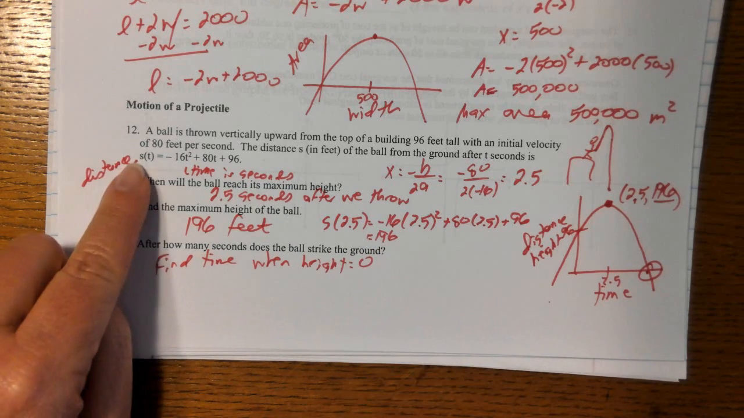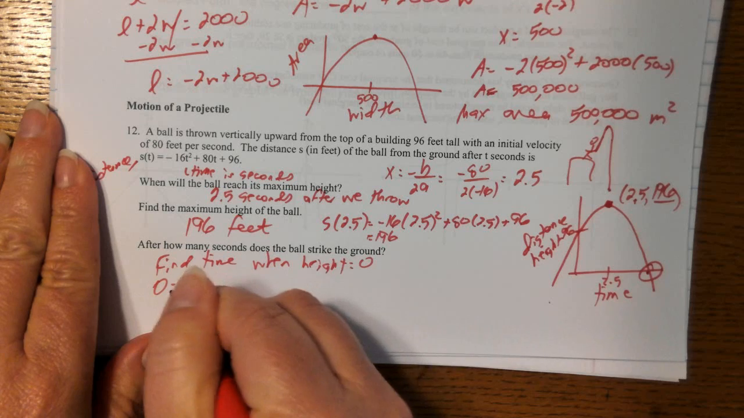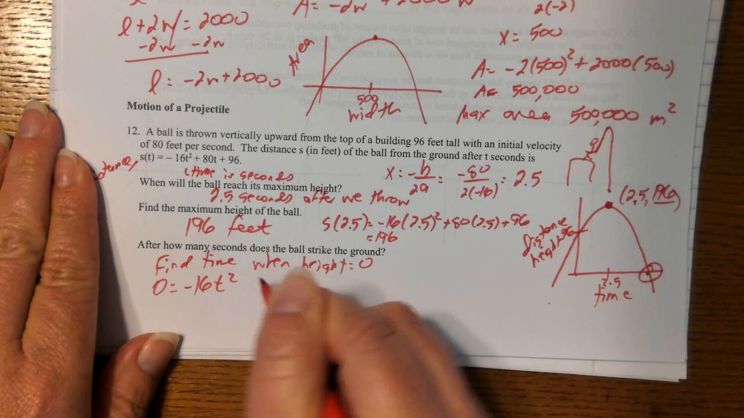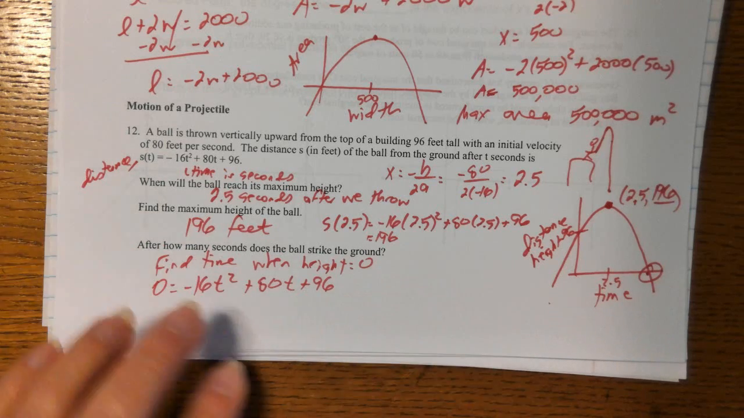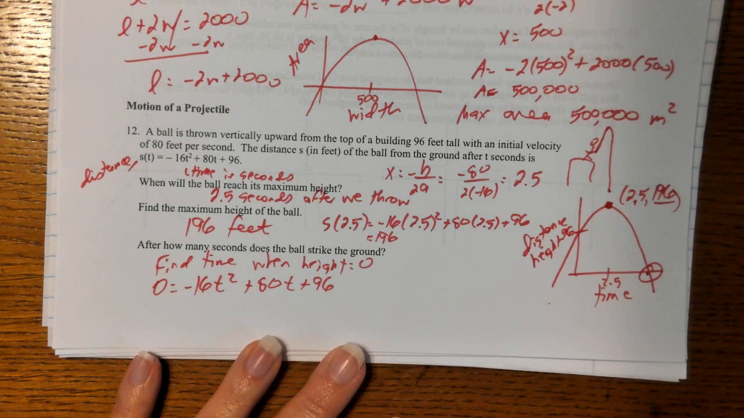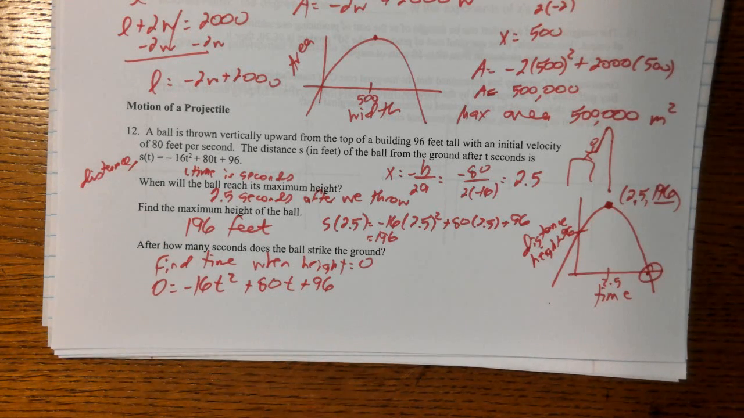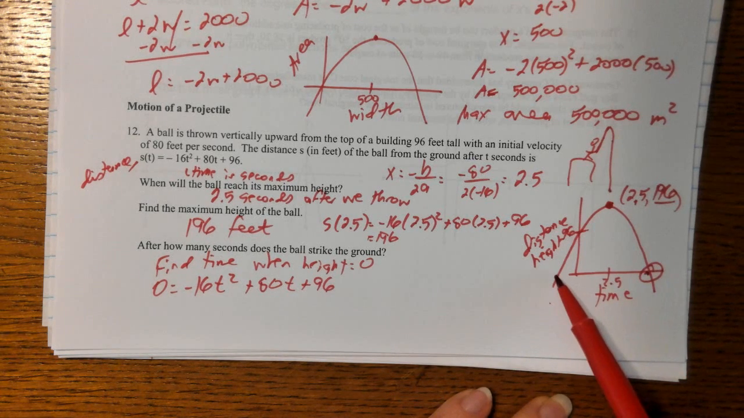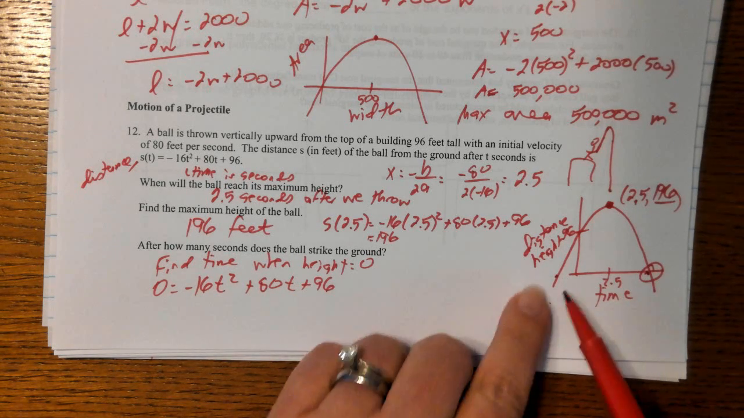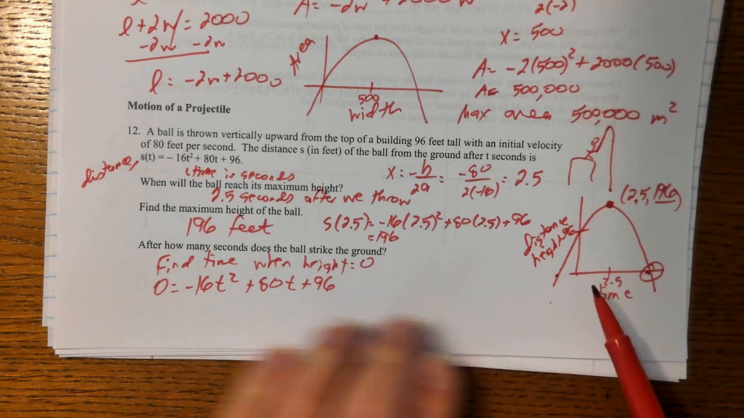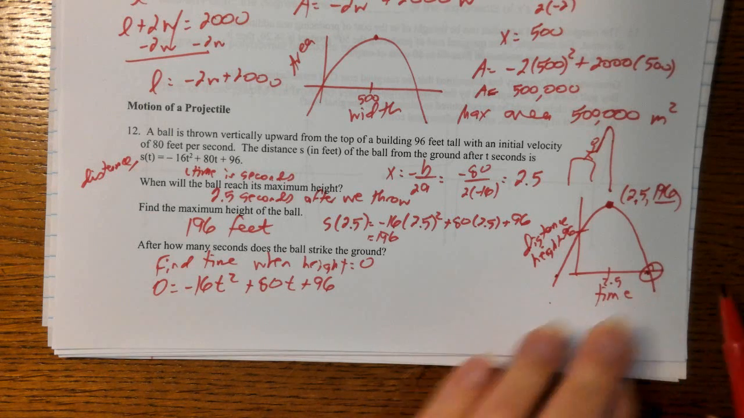So we're going to put 0 in for y. 0 equals negative 16t squared plus 80t plus 96. Now, this is a quadratic equation. There will be 2 answers. But only one answer will make sense, because the other answer will be negative time. That's before you threw the ball, so that answer won't make sense. So we're going to get 2 answers, but only the positive one is going to make sense for us.